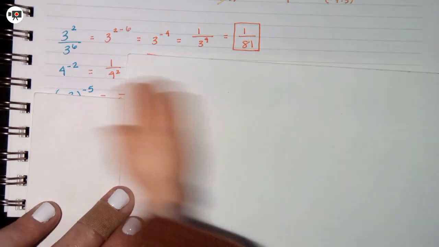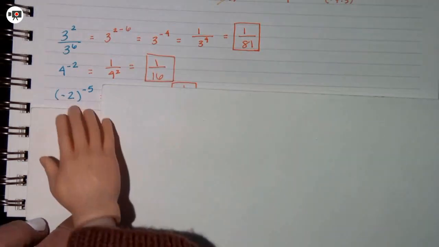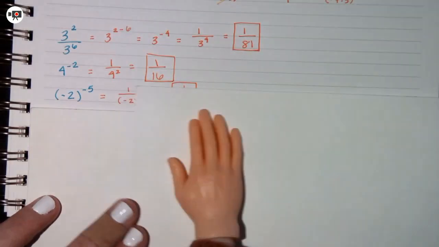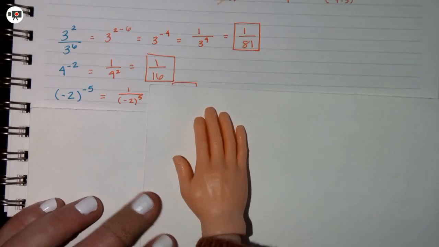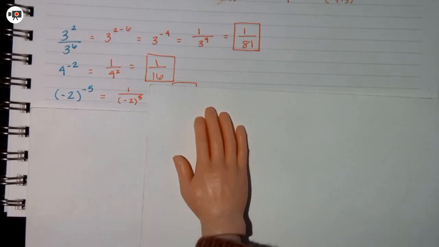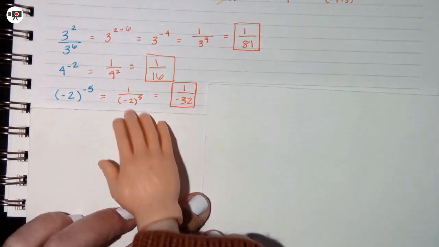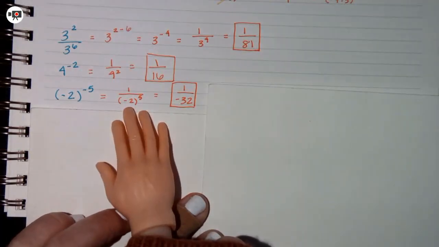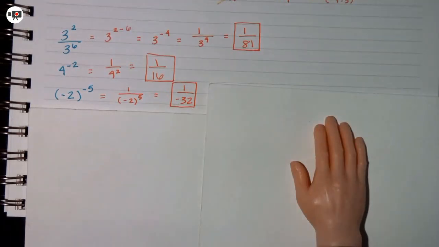Here, simple, we move it to the denominator. 4 times 4 is 16. Negative 2 to the negative 5th, that's 1 over negative 2 to the positive 5th. And 2 times 2 is 4, times 2 is 8, times 2 is 16, times another 2 is 32. And since I have a negative number multiplied by itself an odd number of times, it's going to end up negative.